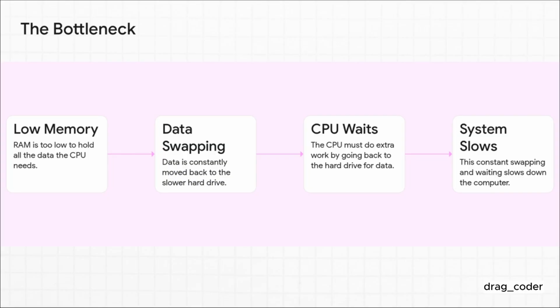But what happens when you run out of RAM? Well, your computer has to start juggling. To make room for the new stuff, it has to move old data back to the much slower hard drive. And then, when the CPU needs that old data again, it has to sit there and wait for it to be fetched. This constant swapping back and forth creates a huge bottleneck, and that's the lag you feel when your system just slows to a crawl.